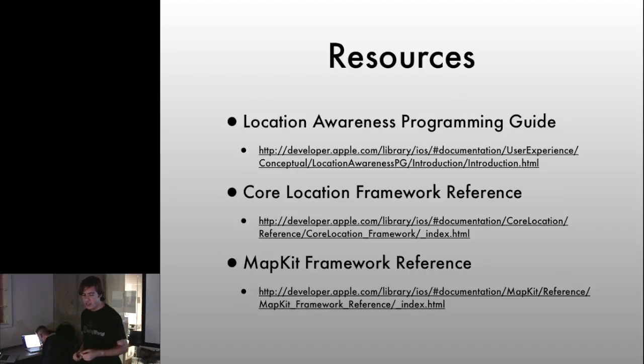Any questions? Here are some resources. There's a really great guide called the Location Awareness Guide. If you want your application to know about the user's location and be able to use that, this is a really great starting guide to give you the basics of how to use Core Location and how to put maps in there. You'll notice that this lecture is pretty much just echoing that. If you want a more detailed reference for each of the different frameworks, there's one for Core Location and one for MapKit as well. Any other questions?